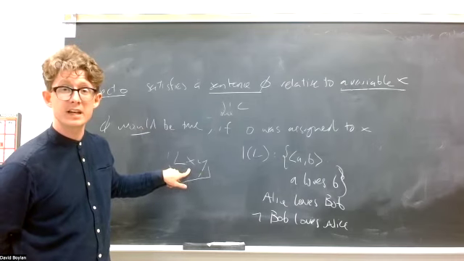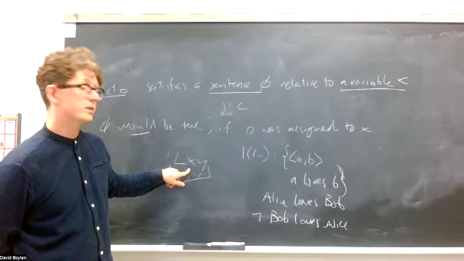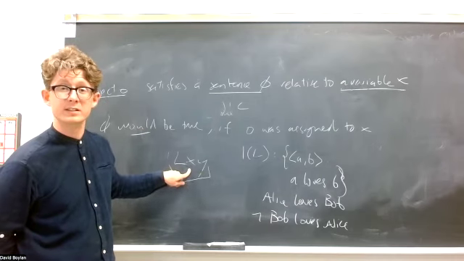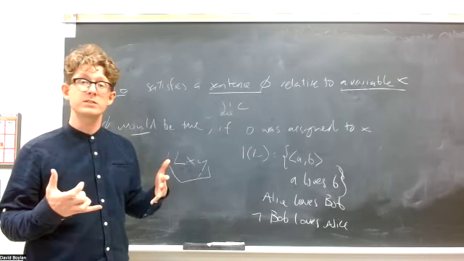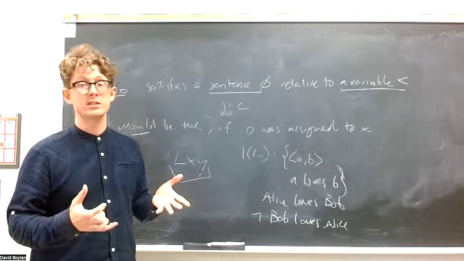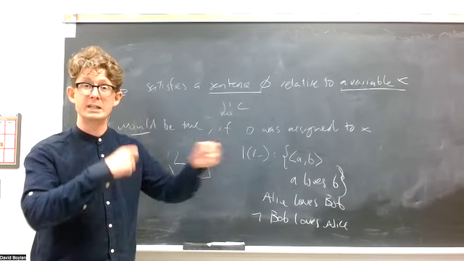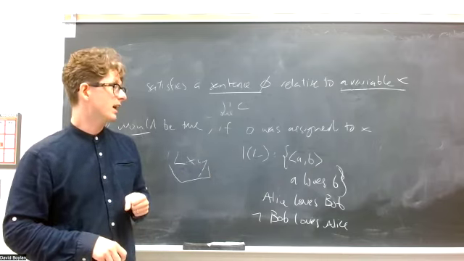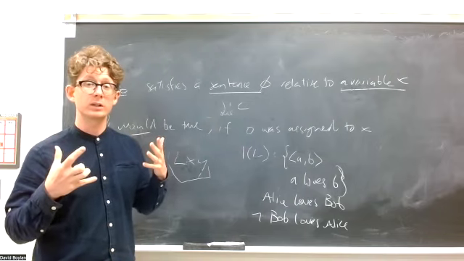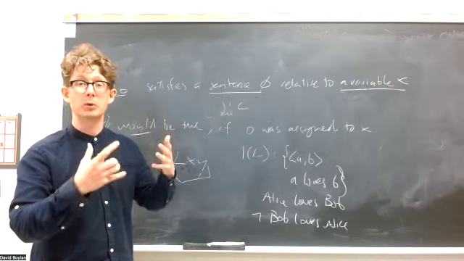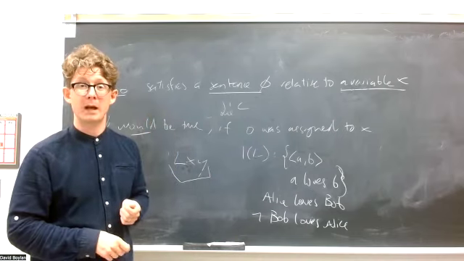But they do not satisfy the sentence relative to y x, where y is assigned to Alice and x is assigned to Bob. So in this idea of satisfaction, when it comes to sentences with multiple variables, and we're assigning multiple people to variables, it's very important that we have an idea of how the variables and the people or objects are being mapped onto each other.